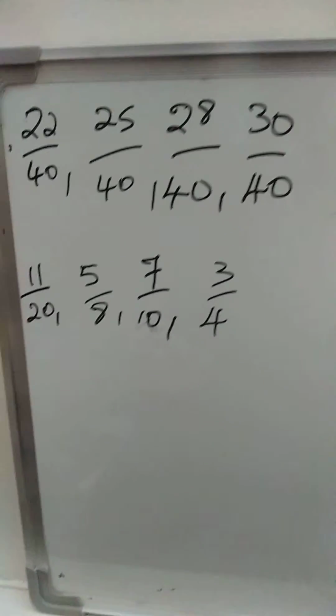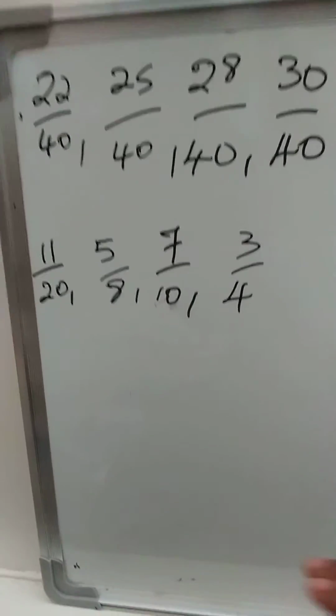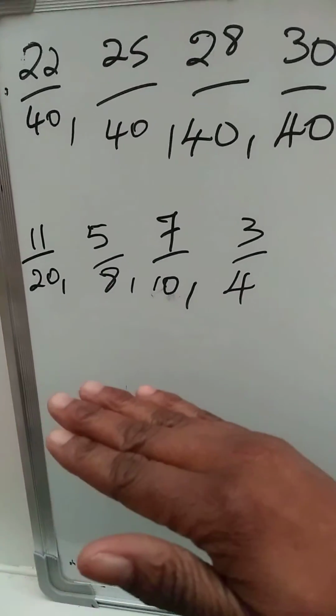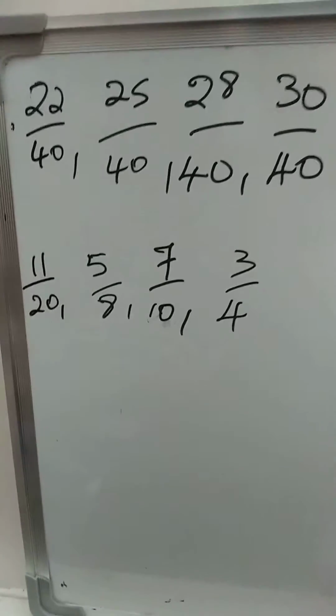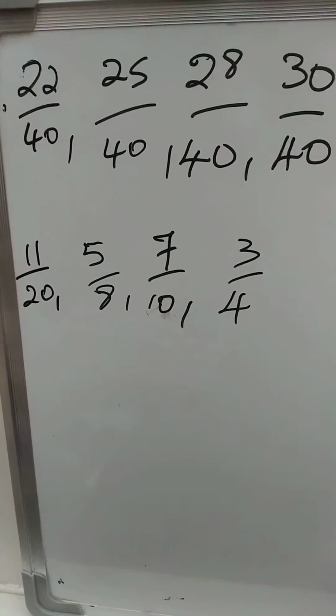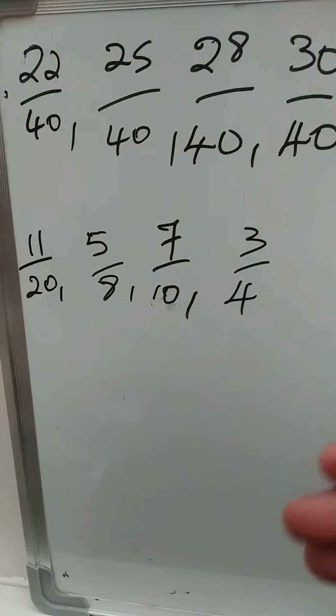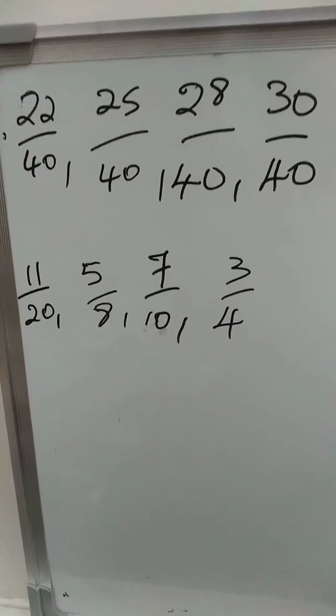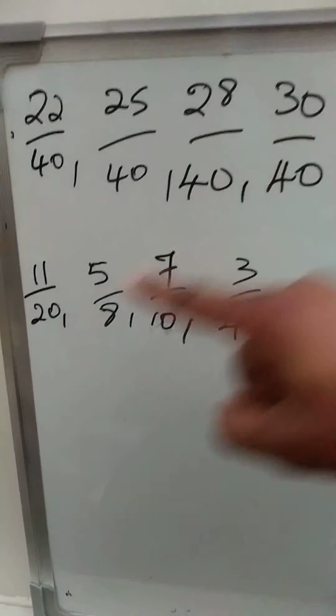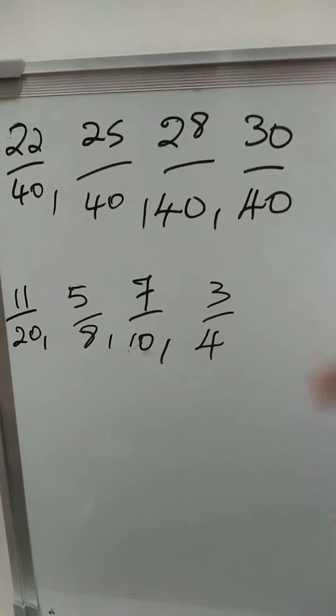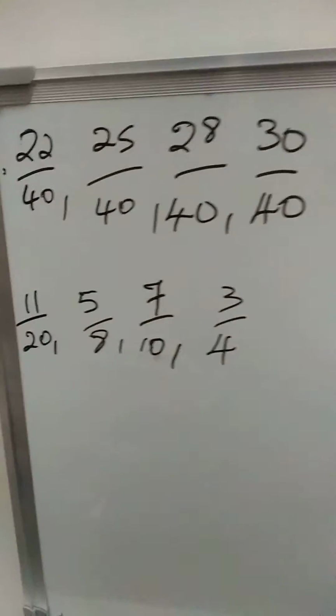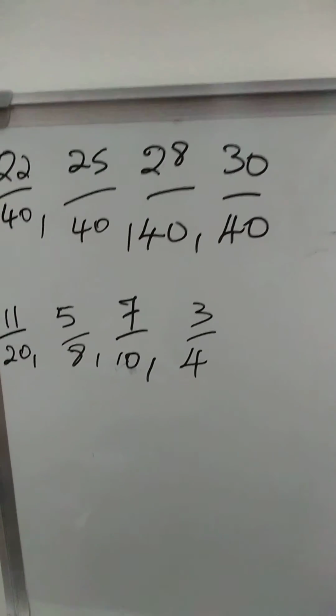So for me, this is a very easy way of arranging fractions starting from the lowest. They could have asked you to arrange the fractions in order from the highest. It's the same thing. You'd take the one which is the highest. So instead of putting 11/20 here, you would have put 3/4, right? And so forth.